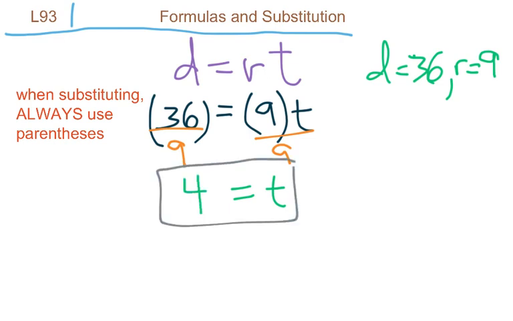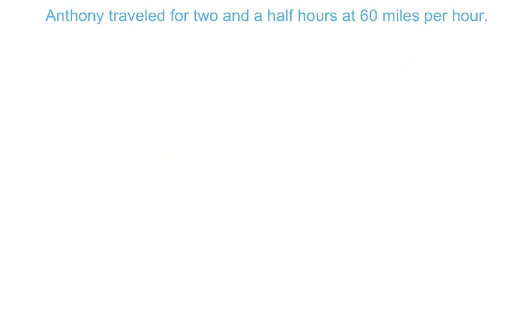So again, this is us using the formula, but not really in a real world capacity. And we do want to get into that. So let's dive there now. Please write the statement down. It says, Anthony traveled for 2.5 hours at 60 miles per hour.